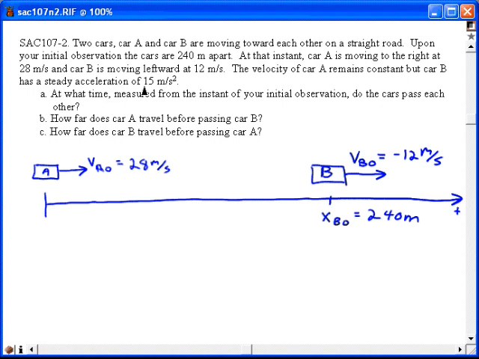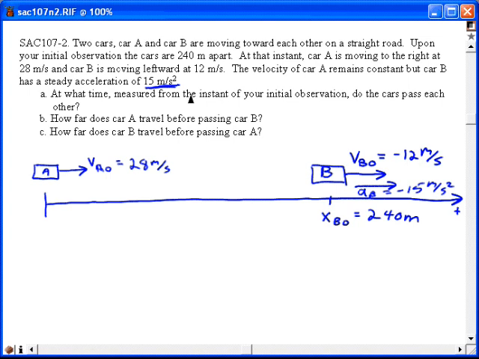Now, when someone just says a car is going this way with this speed and an acceleration of 15 meters per second squared, that means that they're speeding up. When it says that the car is accelerating, it's accelerating in the direction in which it's going. So it's going leftward, and it's got an acceleration of 15 meters per second squared. That corresponds to a rightward acceleration, I call it AB, of minus 15 meters per second squared.